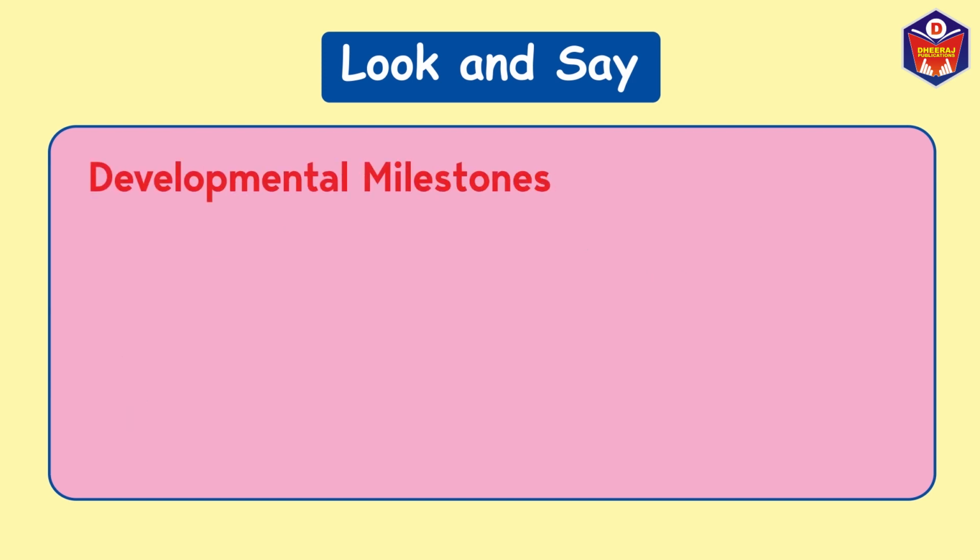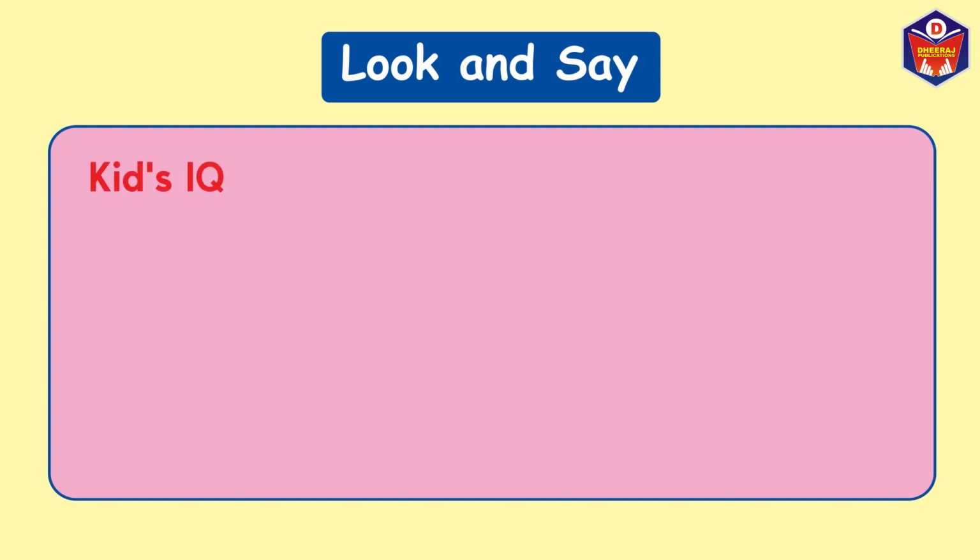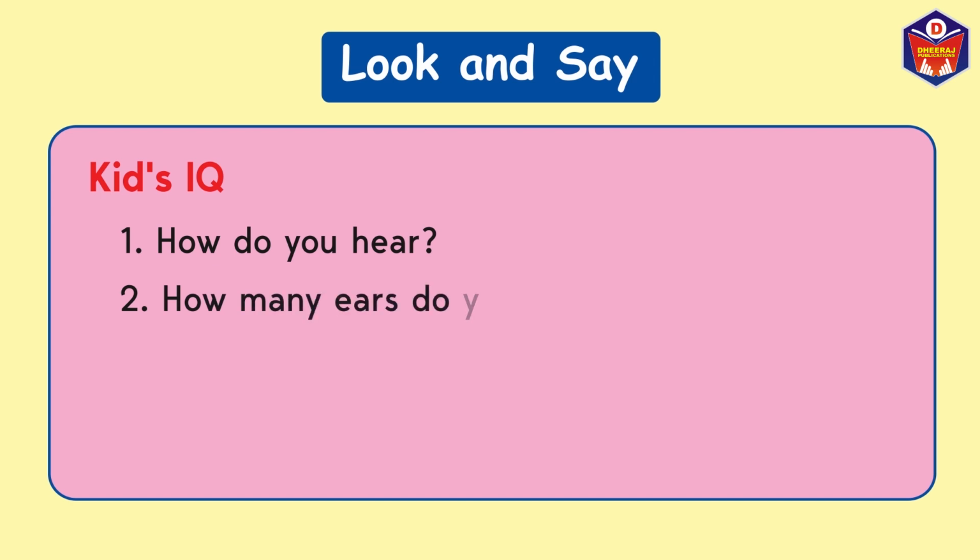Developmental milestones. Observation, relationship, motor skills. Kids IQ. Question 1. How do you hear? Question 2. How many ears do you have?